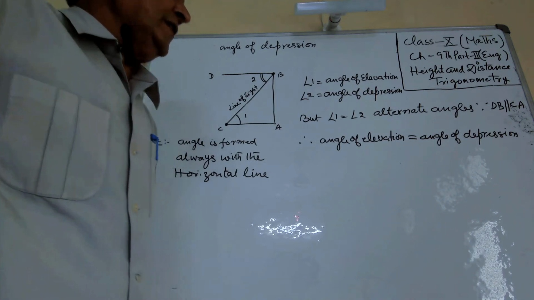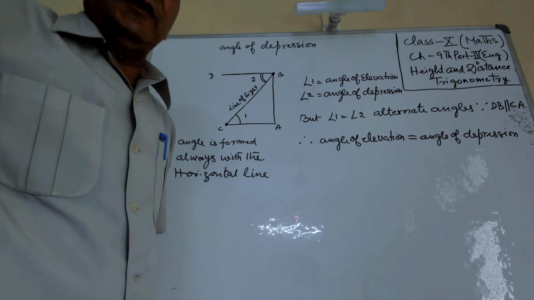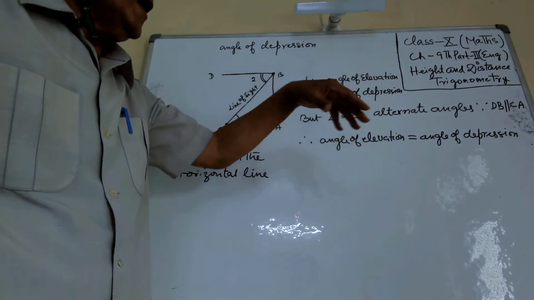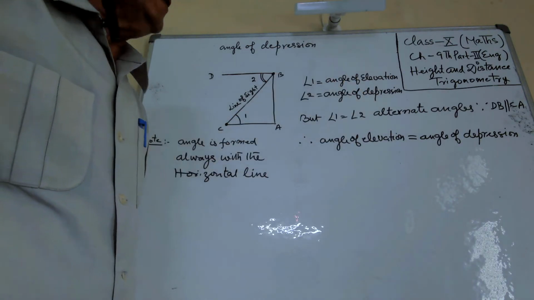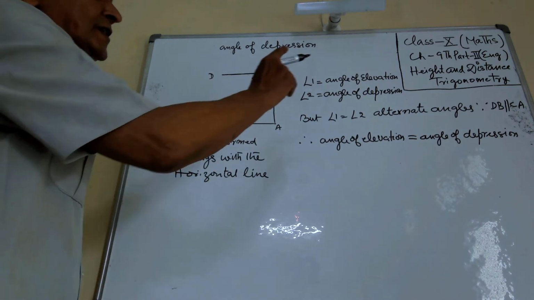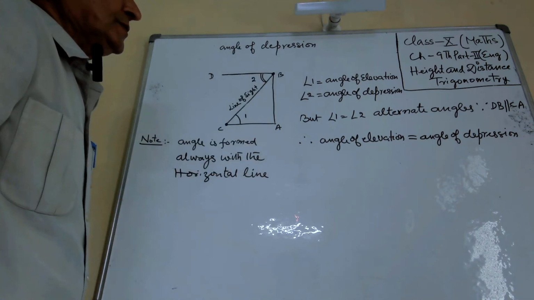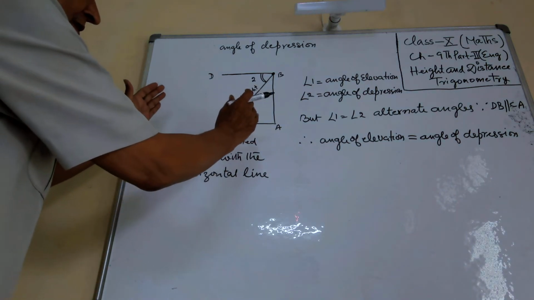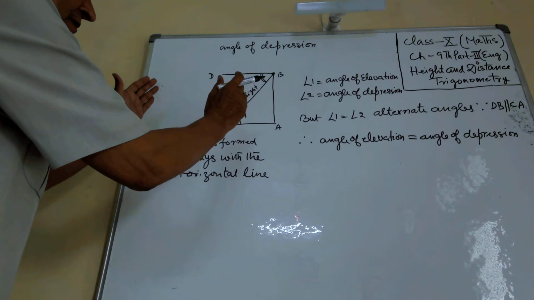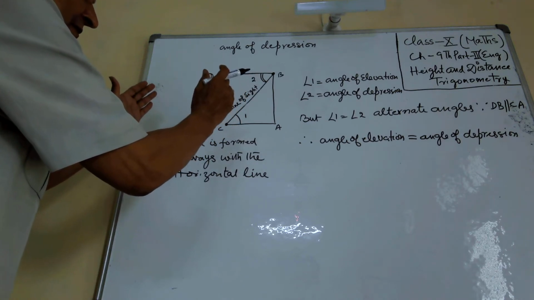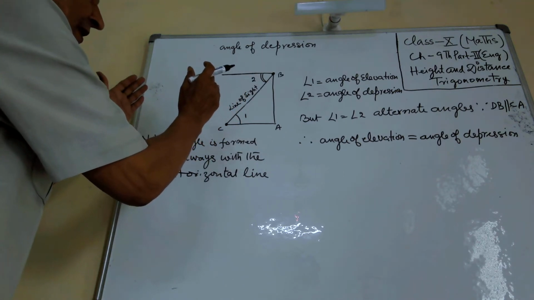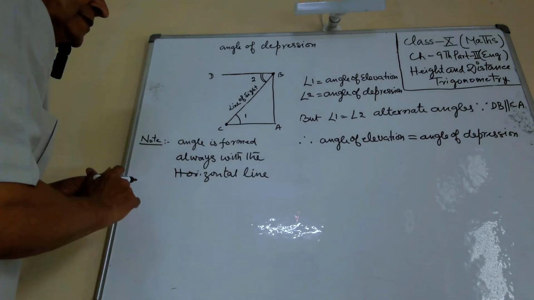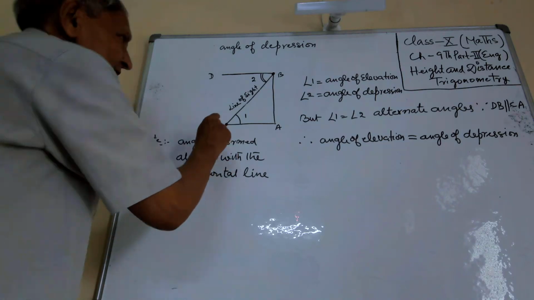I have defined angle of elevation in part first. I am going to define angle of depression in part second. So from this figure, I want to make clear the angle of elevation and angle of depression. My dear students, see this.